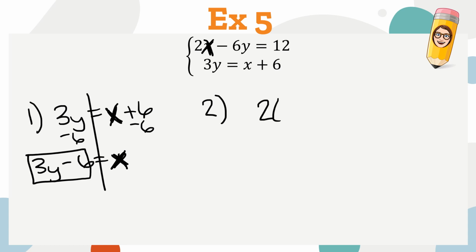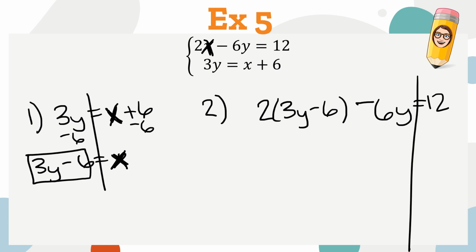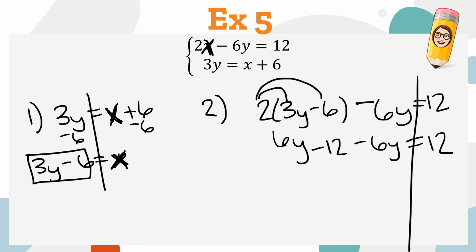Step 2, use the other equation, and instead of x, I'm going to write parentheses. So 2 parentheses minus 6y equals 12. And in those parentheses, I'm going to fill in 3y minus 6. Draw a line down the equal sign and let's get going. 2 times 3, 6y. 2 times 6, negative 12.